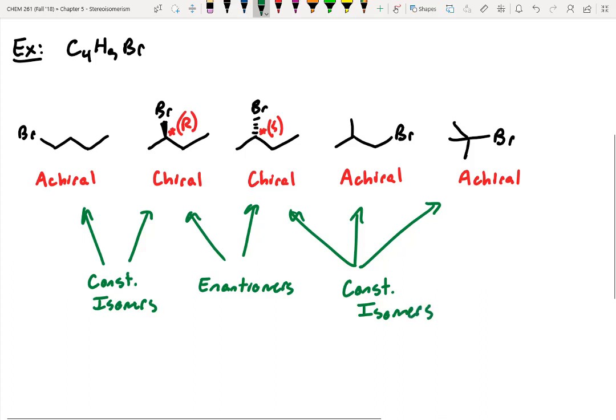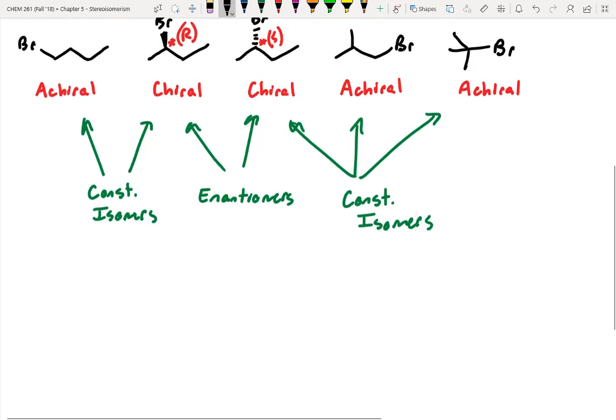Do we have any diastereomers in this set at all? Yeah, I don't think so. Diastereomers, you have to have the same connectivity. The only ones that have the same connectivity we already classified as enantiomers, right? So they were mirror images of one another. We don't have diastereomers in this set. All right, let's do another one. I think we've got a few more minutes.